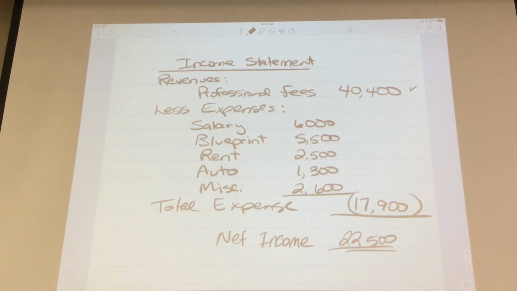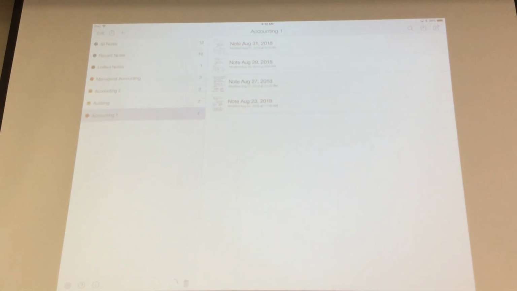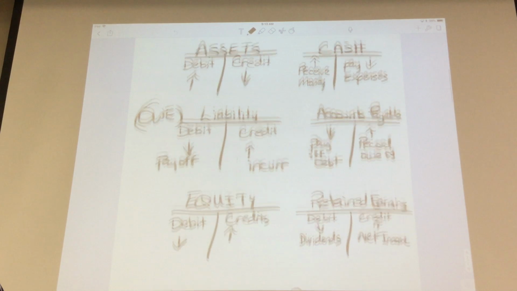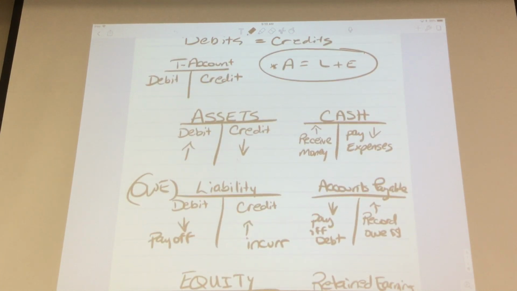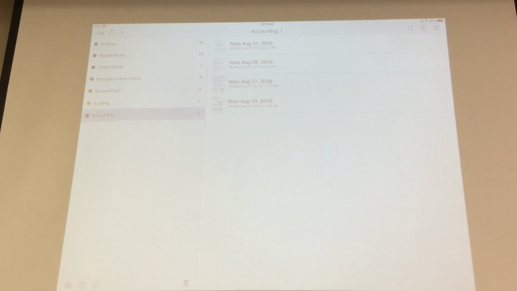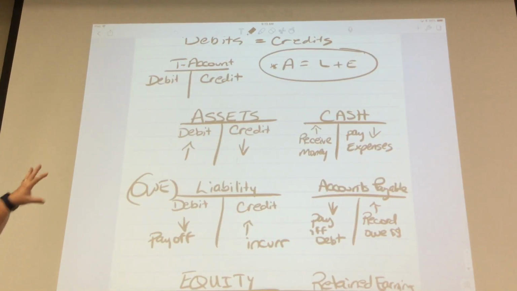22,500. Okay. All right. So once I have a list, instead of having to pull them from the T accounts, make a list, then prepare financial statements. All right, go back in your notes to the first time we did the T accounts. This part right here. Okay, that was on the 27th when we did this.